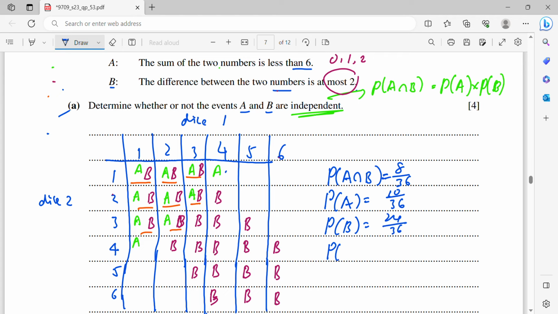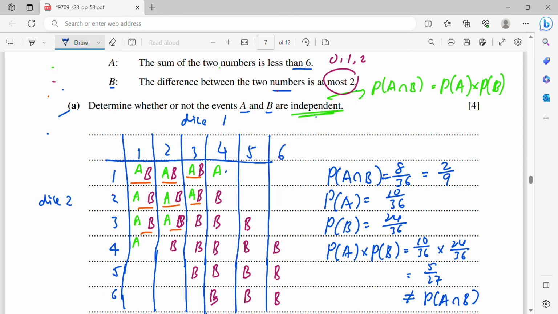Now I need to count P(A) times P(B). It will be 10 over 36 times 24 over 36. And then at last you are getting 5 over 27. Alright, so obviously it is not the same as the P(A intersect B). Now, basically the P(A intersect B), 8 over 36, you can simplify into 2 over 9. So from here I will write it is not equal to P(A intersect B).